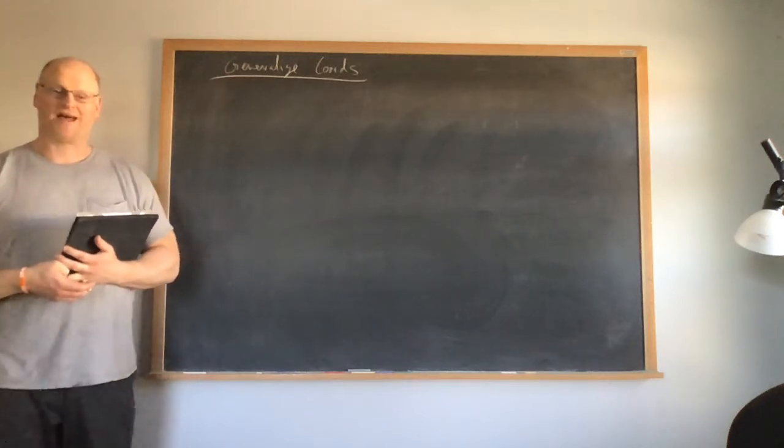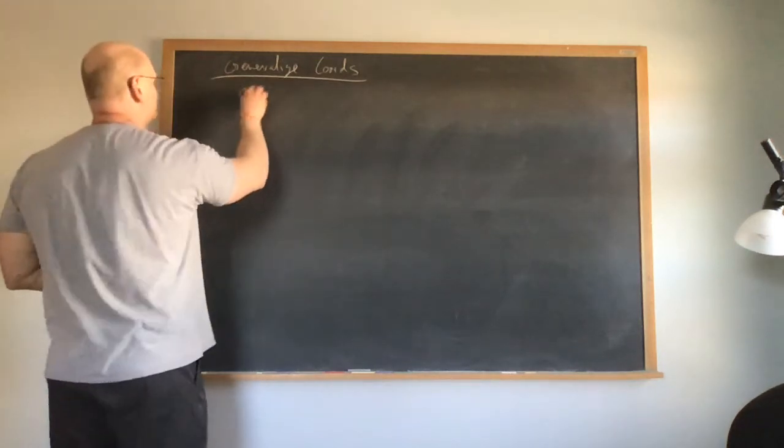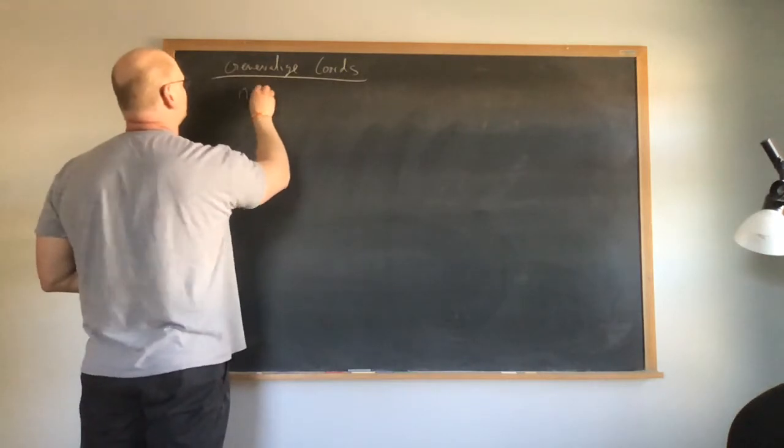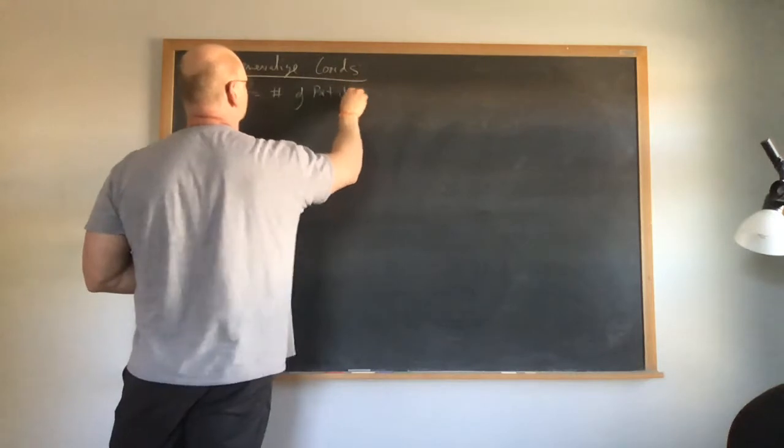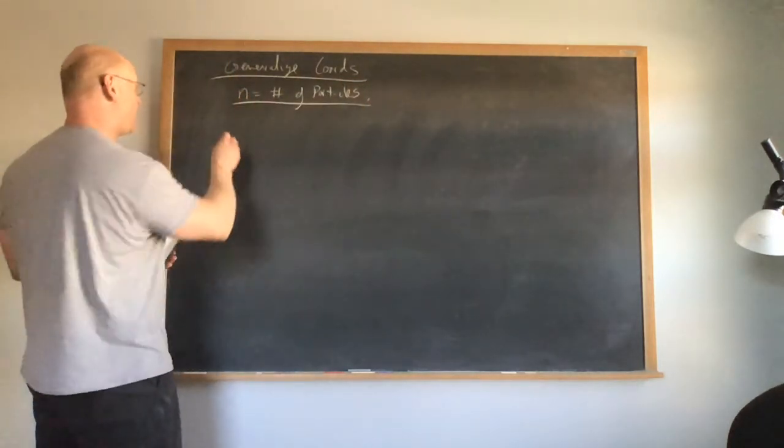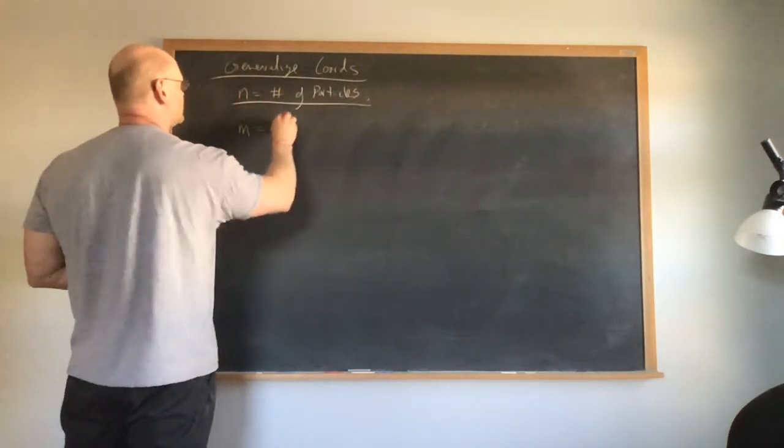So let's say we have n independent particles. So n is equal to the number of particles. And let's say that we have what? M equals the number of constraints.